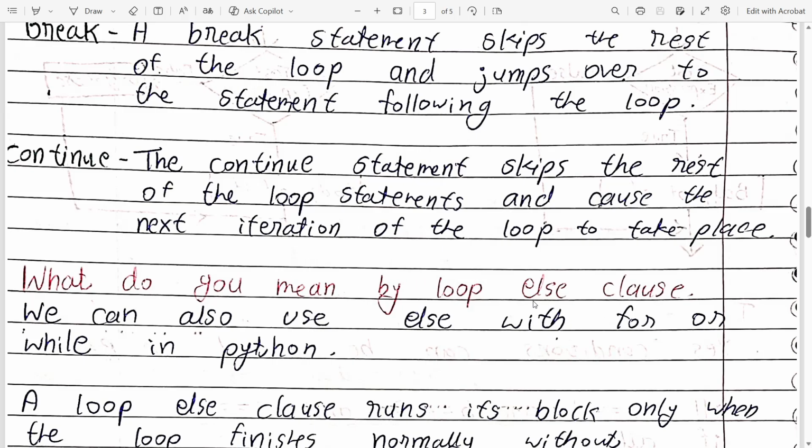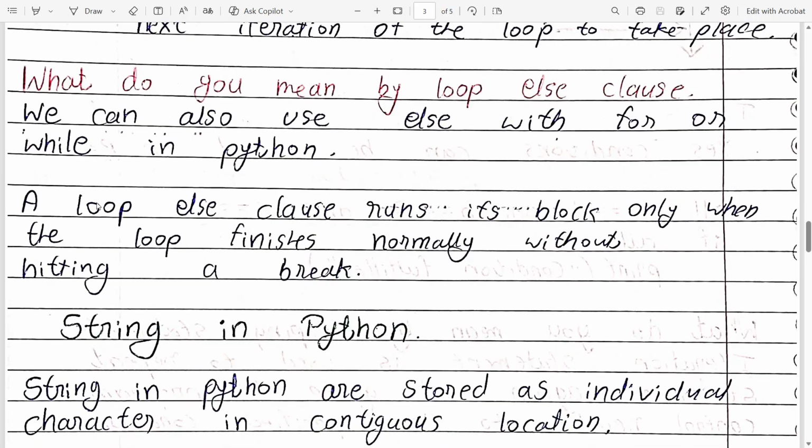What do you mean by loop else clause? We can also use else with for or while in Python. So do you know that we can also use else with a loop statement? For example, we can use it with while or for. A loop else clause runs its block only when the loop finishes normally without hitting a break. This is also a condition. If you don't meet a break statement, then only the else clause will run, otherwise not.